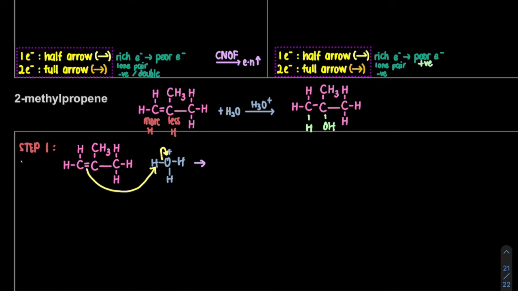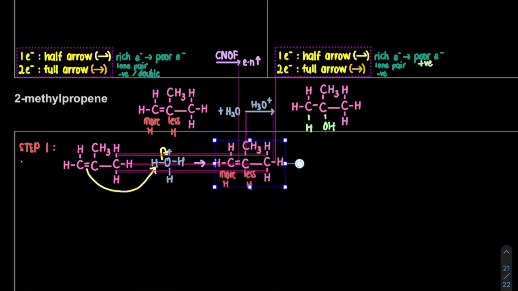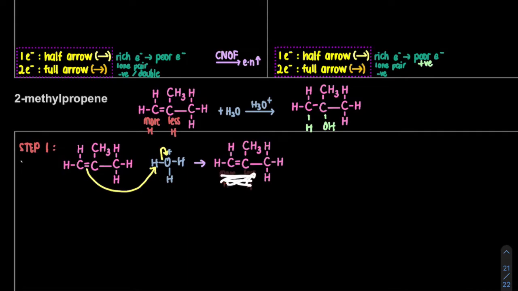So for the product here, don't forget, the hydrogen must be added to the carbon with more hydrogen. In this case, the left hand side. So again, remove the double bond. We're going to add our hydrogen. Okay, but what happened to this carbon? This carbon has donated the electron to take the hydrogen, so it becomes positive.